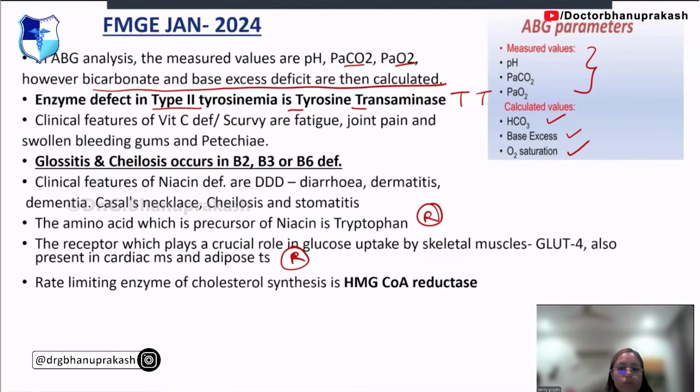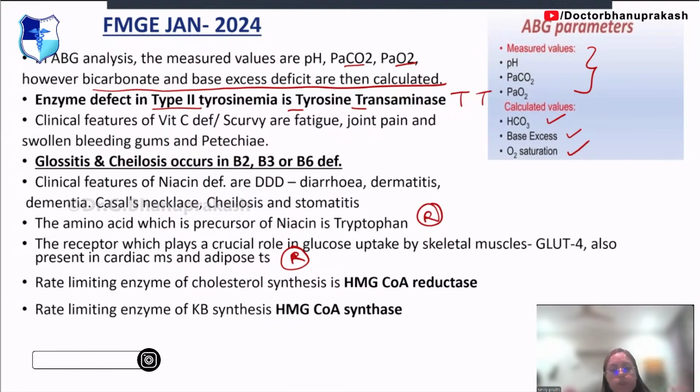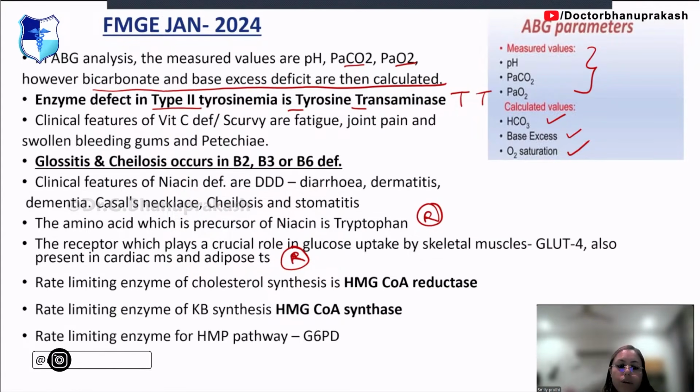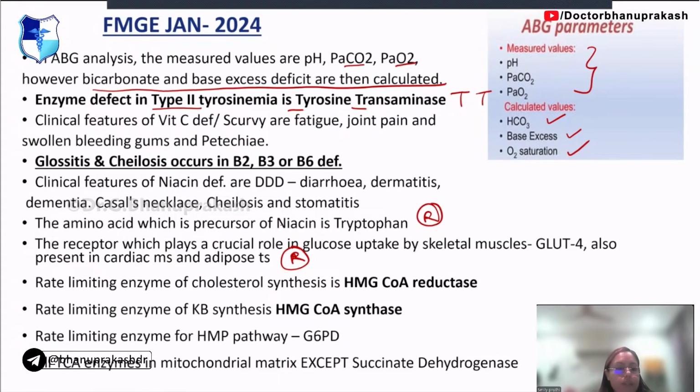Rate-limiting enzyme of cholesterol synthesis is HMG-CoA reductase, which is inhibited by statins. Rate-limiting for ketone body synthesis is HMG-CoA synthase. Be careful. For cholesterol synthesis, it is HMG-CoA reductase. For ketone body synthesis, it is HMG-CoA synthase. Rate-limiting for the HMP pathway is G6PD. All TCA enzymes are present in the mitochondrial matrix except succinate dehydrogenase.